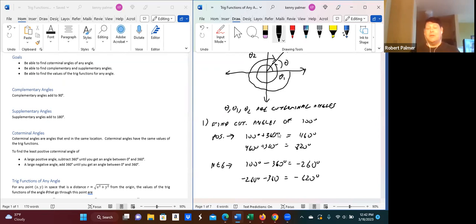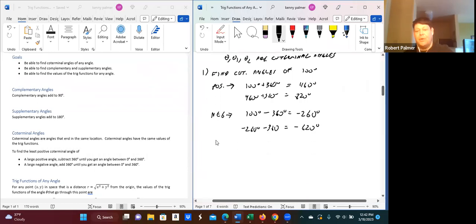And once again, the value of that is they'll have the same values of all six trig functions. So if you find the trig functions for any one of these, you find the trig functions for all the coterminal angles. Now, another important thing with coterminal angles is to be able to find the least positive coterminal angle of some angle. A lot of times that's really important to do. So let's see how that works.